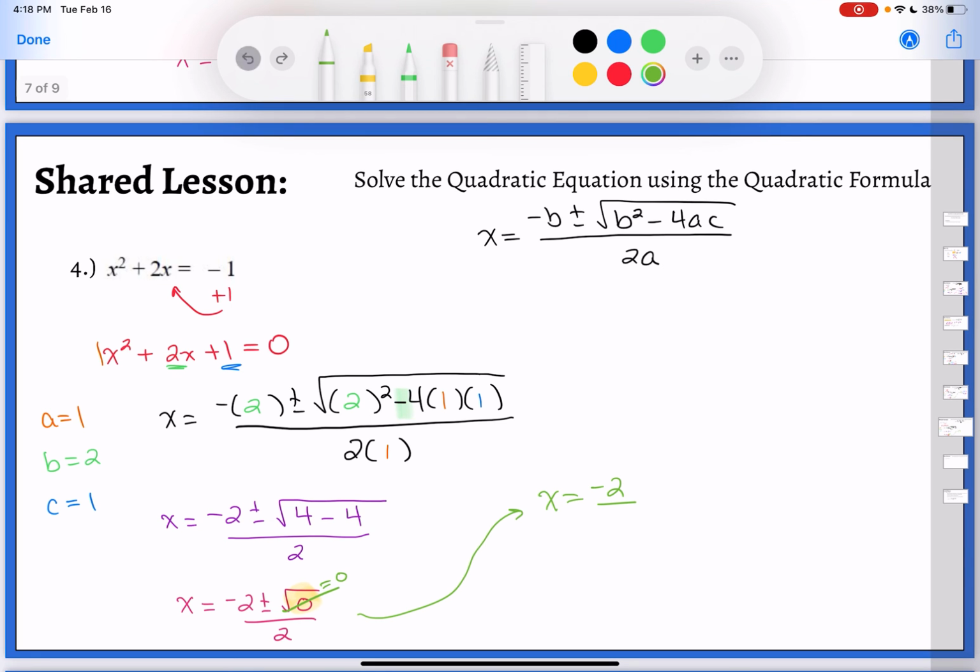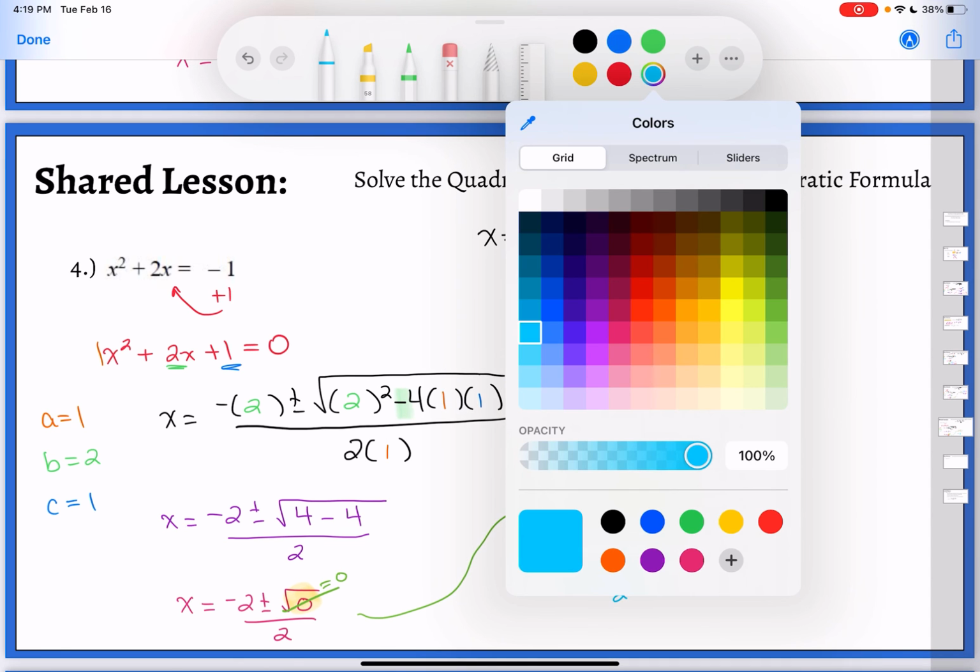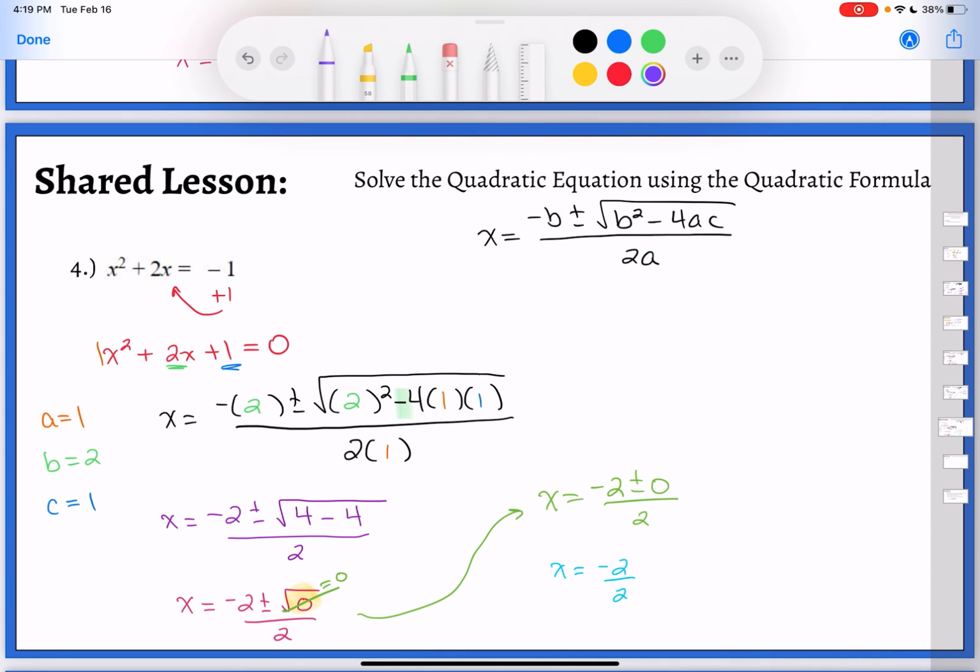Negative 2 plus or minus 0 over 2. If you add 0 or you subtract 0, you get the same thing, right? So this is really my one and only option, just negative 2 over 2. Plus 0, minus 0, I get negative 2 over 2 no matter what. So my answer here then would be negative 1. So here I only have one solution. Did that happen before?